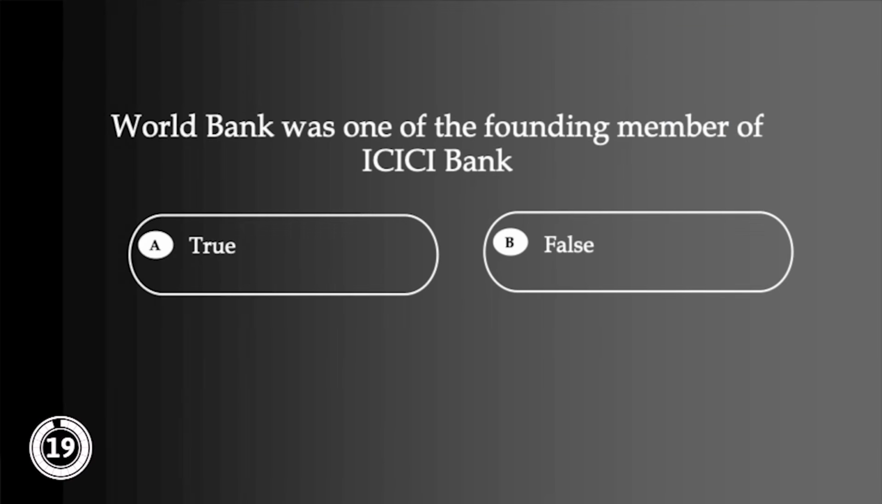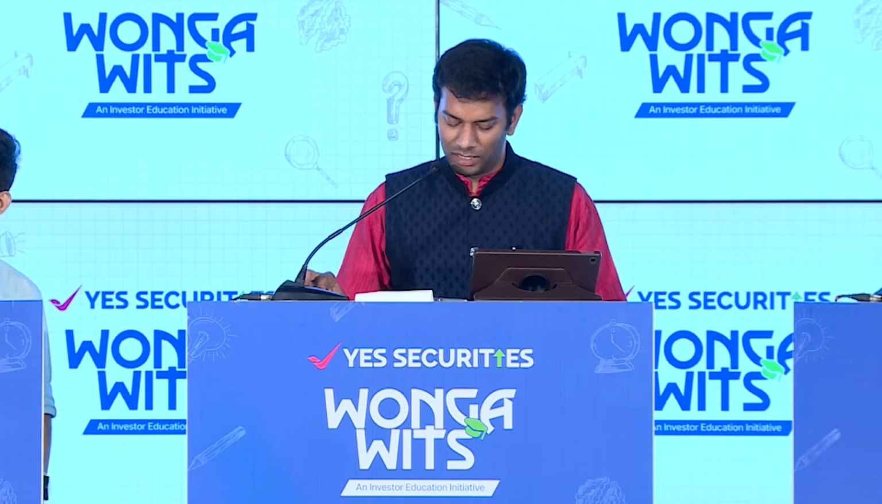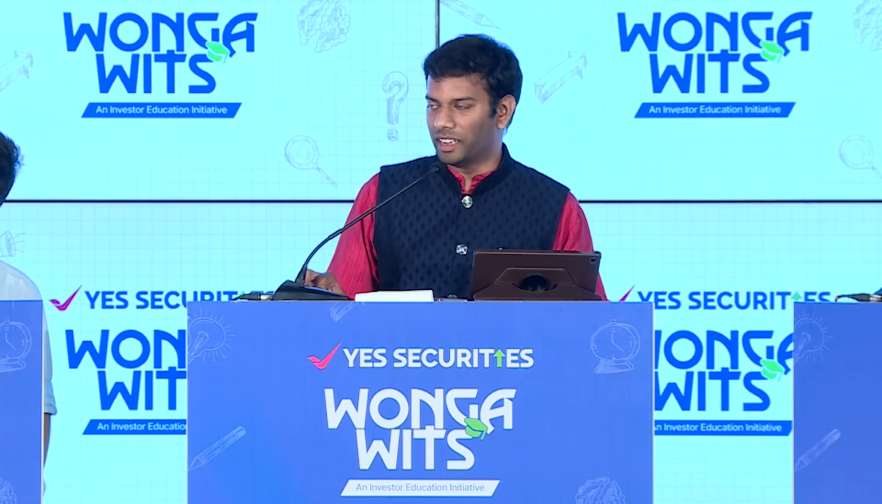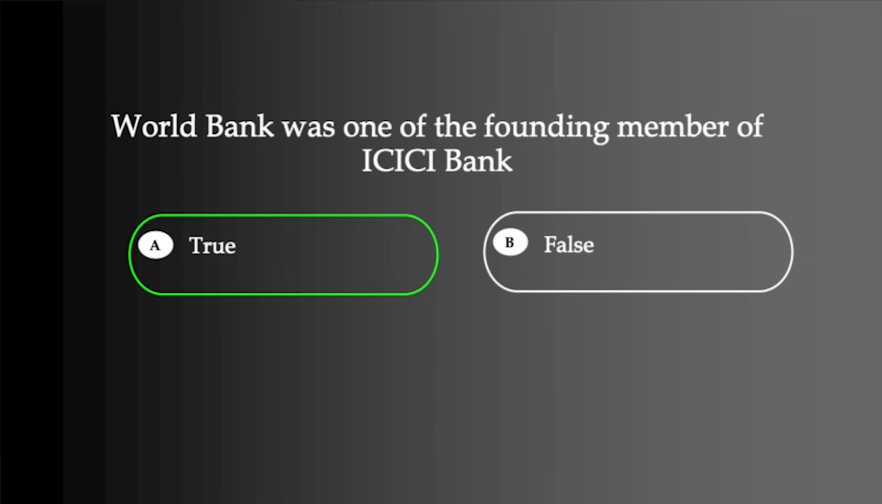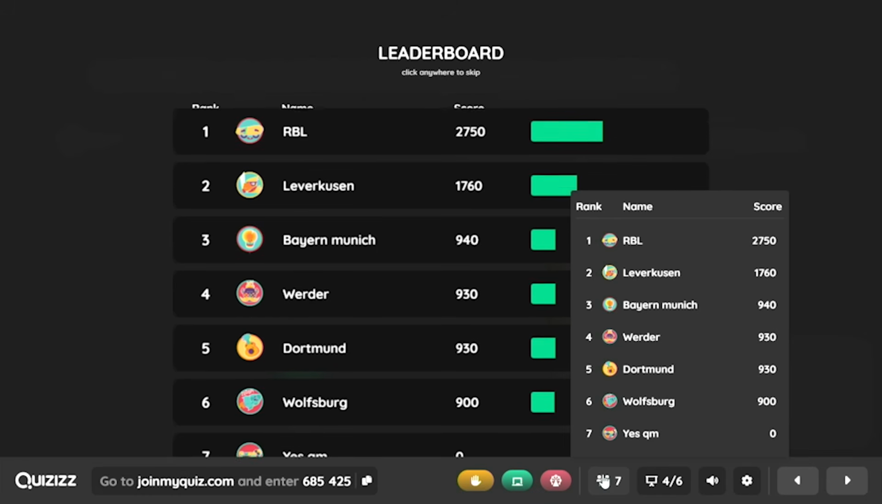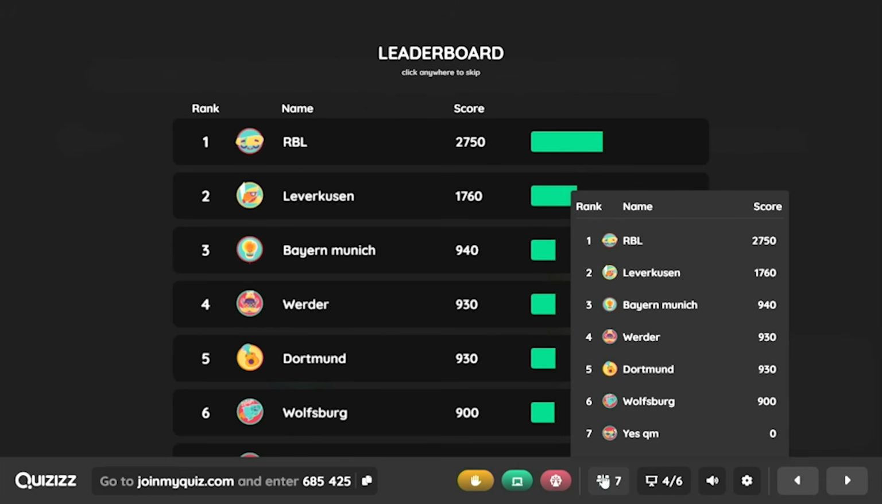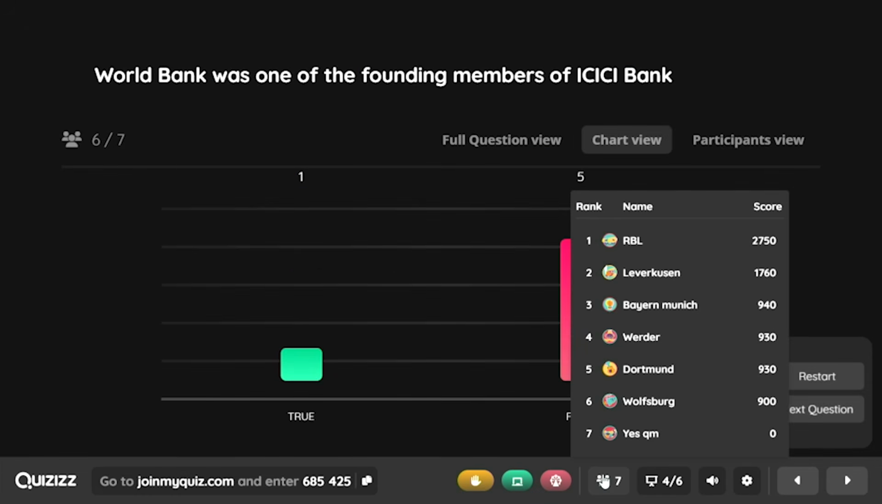World Bank was one of the founding members of ICICI Bank. Is it true or false? All the 6 teams have answered, and the correct answer is true. So World Bank was one of the founding members of ICICI Bank. Not the only, but one of the. There were many founders. Even Government of India was one of the shareholders, as far as I know. So World Bank was also one of the shareholders or initial founding members.